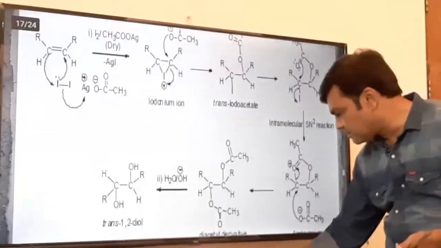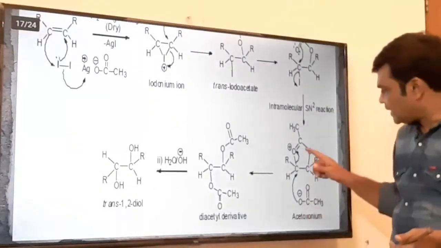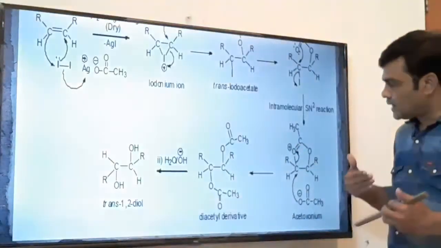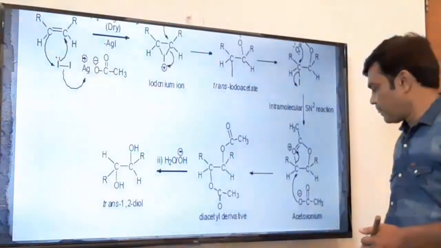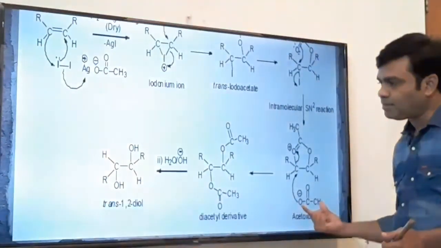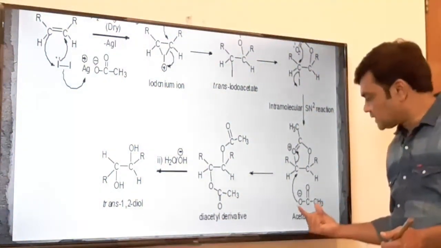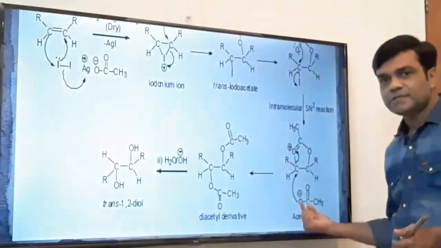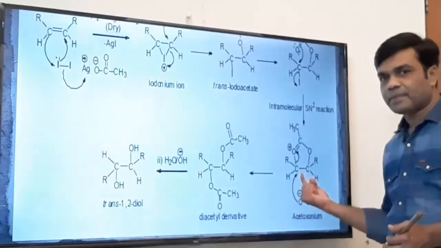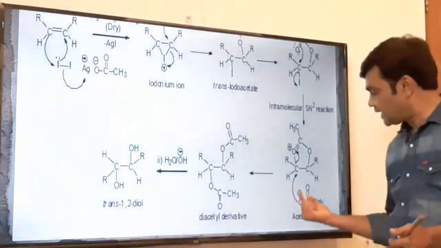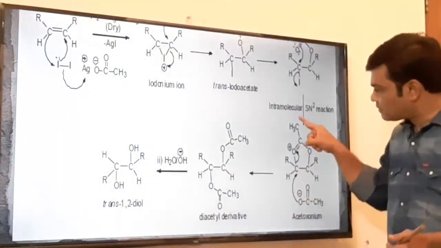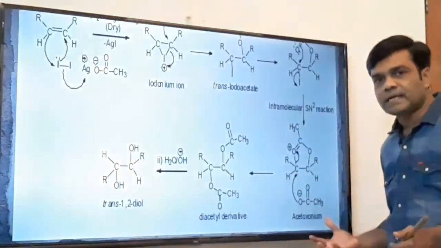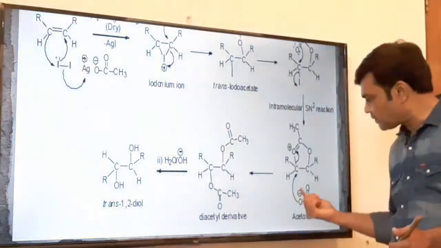Now here in this intermediate, you can clearly see that oxygen is deficient. What is the ring size? It is a 5-membered ring. Now in the next step, another molecule of this acetate ion attacks on this carbon. It is again an SN2 type of attack from the backside. Now the question arises, why does this attack take place from the backside? Because of this acetate ion on the other side, to avoid the steric hindrance, to avoid the crowding effect, it attacks from the backside.